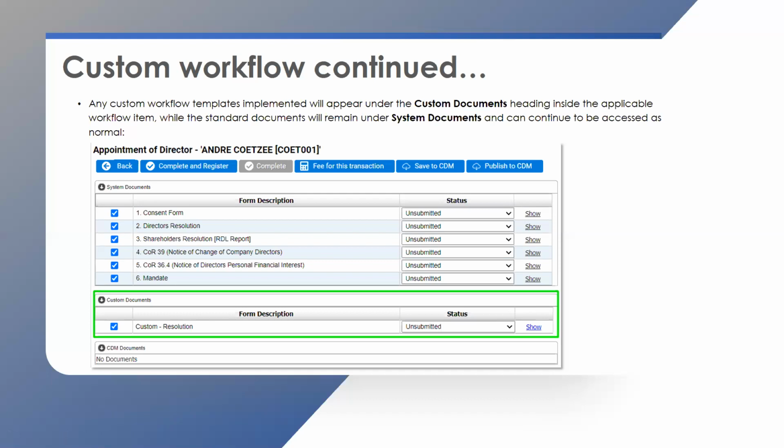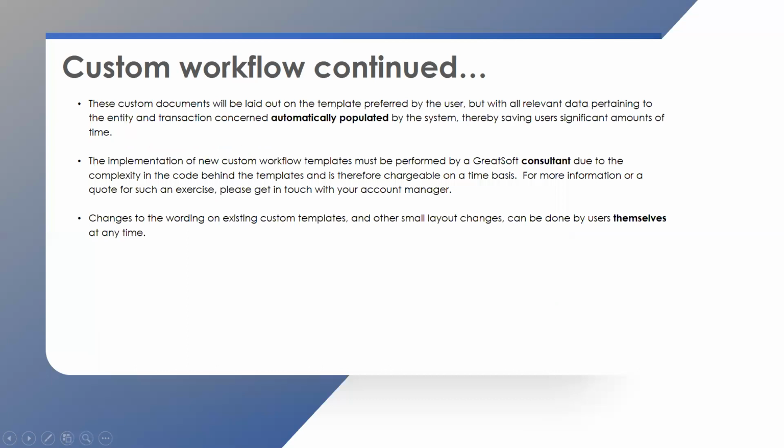Obviously, humans still have to capture that data on the system. So if that has been captured incorrectly, it will pull through incorrectly. But at least it will mitigate that risk quite significantly. If you do want to follow this process, it's something that a consultant from GreatSoft would have to implement for you, just initially in terms of setting up the templates in the first place, and then new templates, because of the fact that the code behind those templates is quite complex. Even for myself, who's not a techie person, I'm a company secretary at heart.